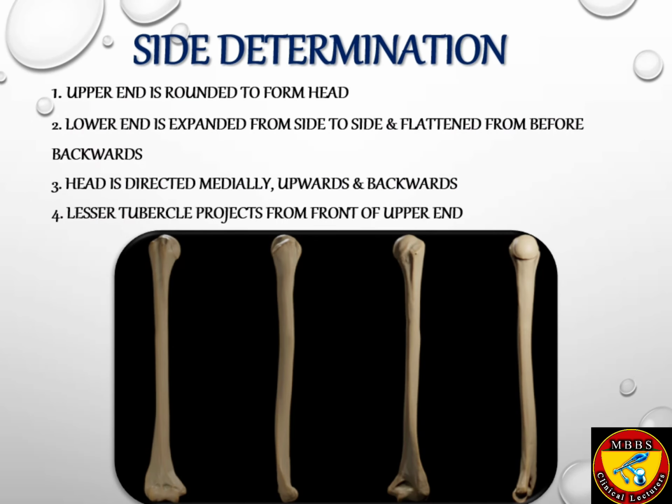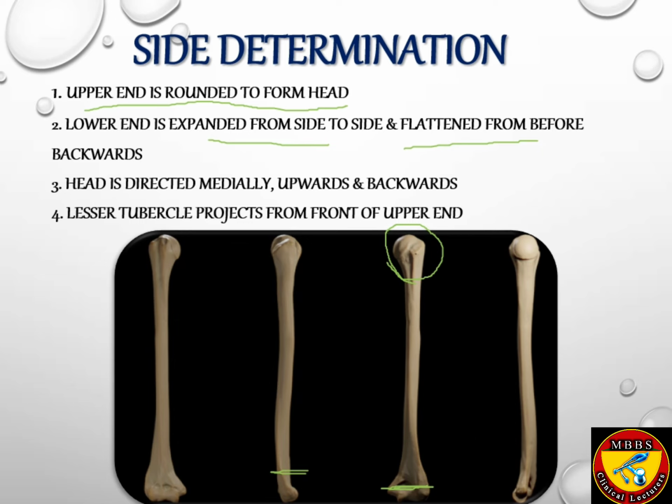Side determination. The upper end is rounded to form the head. First you should know that you are holding the bone correctly, not upside down. It is in anatomical position. So this is the upper end. You should not hold this down. The upper end is rounded to form the head, and the lower end is expanded from side to side. As you can see, this is the lower end which is expanded from side to side and flattened from back to front. These are the two points. This is how you will hold the bone correctly, not upside down.